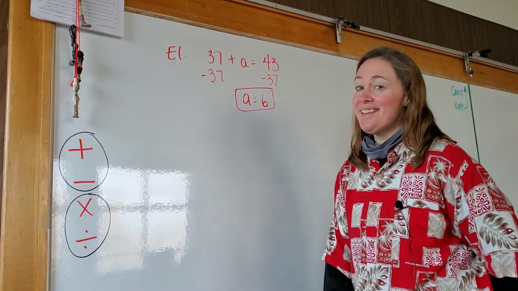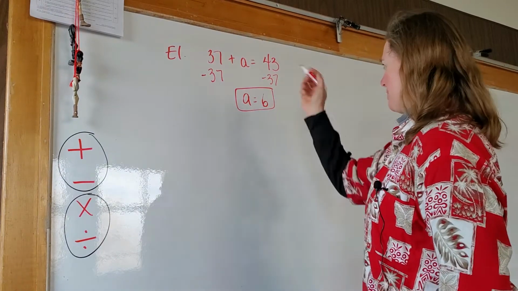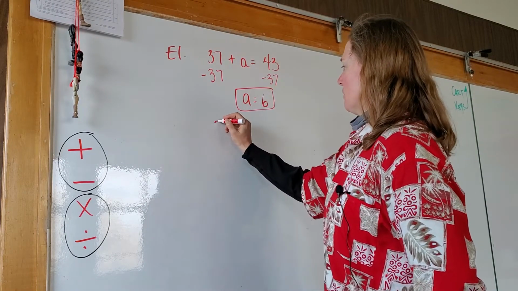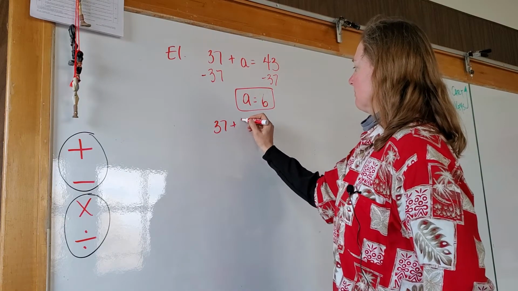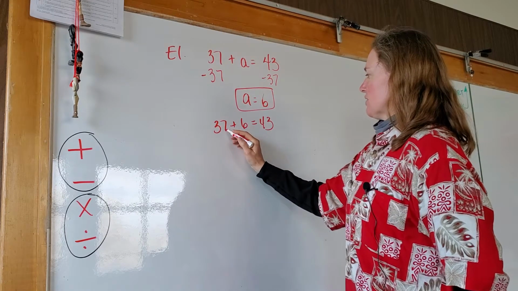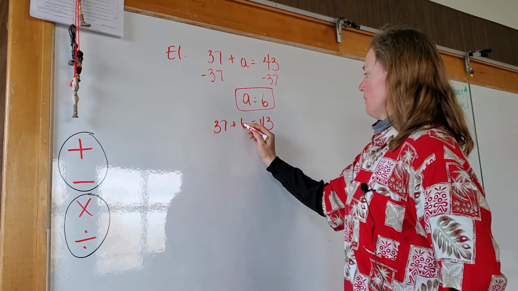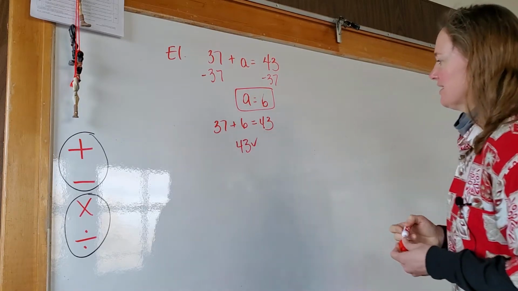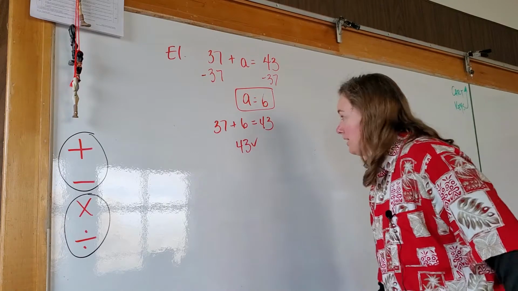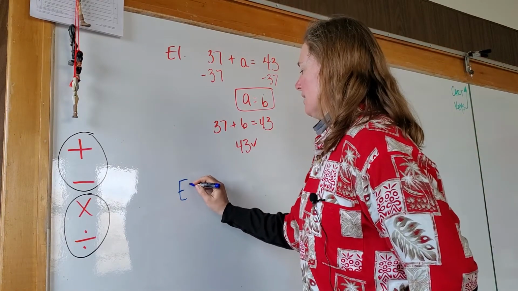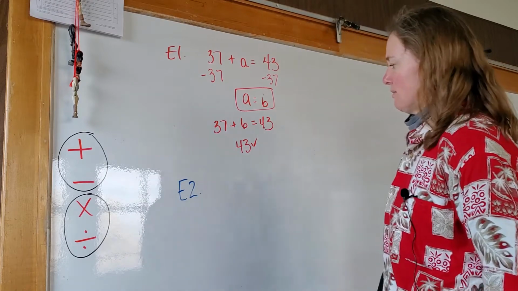How do we check it? That's right. Substitute the value of the variable. Where there's an a, I'm going to put a 6 in the original equation. And 37 plus 6, 37, 38, 39, 40, 41, 42, 43. Oh, 43. Yay, us. Okay, I love it when a plan comes together. Well, we won't do a lot of examples today. I want to give you a lot of time to work.